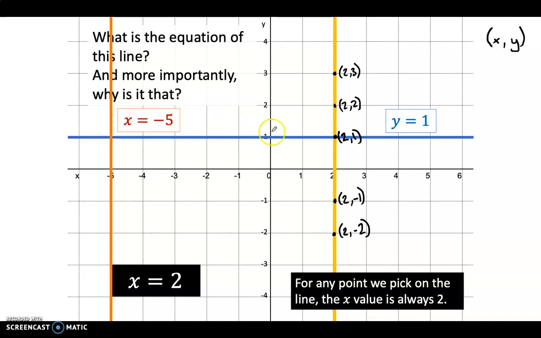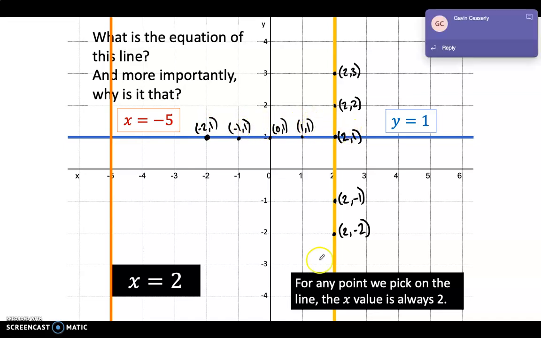Now if we focus on this horizontal line, for example, this point here would be -2, 1. This point here would be -1, 1. This point here would be 0, 1. This point here would be 1, 1. Here we've got 2, 1. So what we're noticing now is that every y value, the second number in the point, is 1.